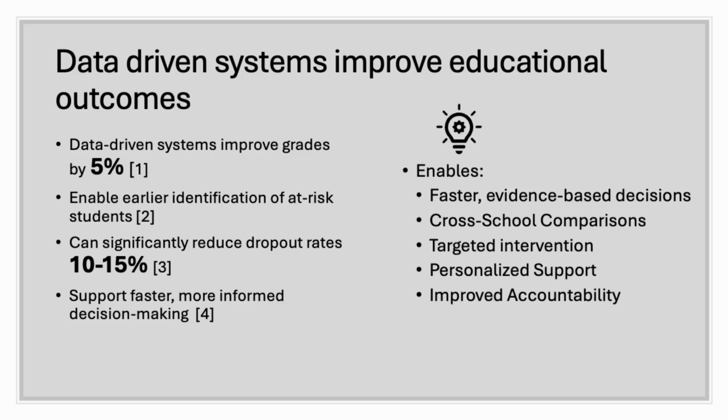So this essentially enables a system where we can have faster, evidence-based decisions that can be used to inform school advisors. We can also do cross-school comparisons to see how schools are performing financially or academically, and we can use it for targeted interventions. For instance, one school might need more resources than another, personalized support, and improved accountability for schools that might have a lower net income or students that aren't graduating.